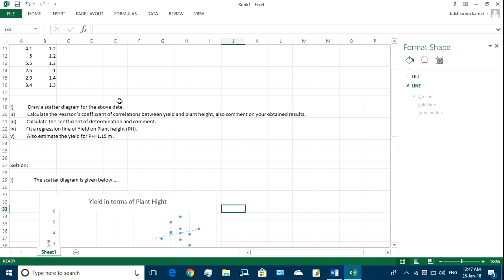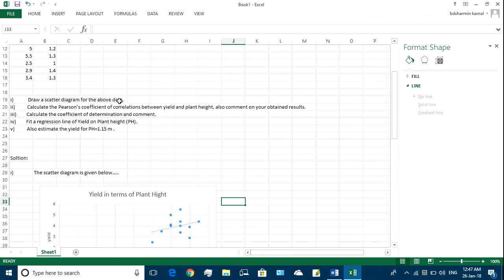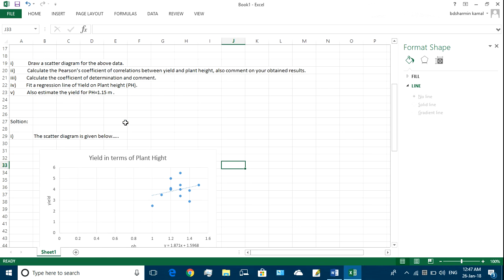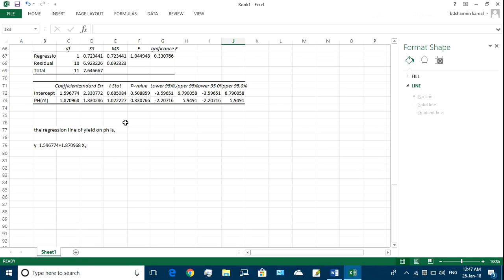We have drawn the scatter diagram, we have calculated Pearson's coefficient of correlation between yield and plant height. We have also commented on it. We have calculated the coefficient of determination. We have fitted a regression line of yield, and now the last one, estimate the yield when plant height is 1.15. That is multiplying the 1.870968 by 1.15, then adding it with 1.596774, we will get our estimated yield.